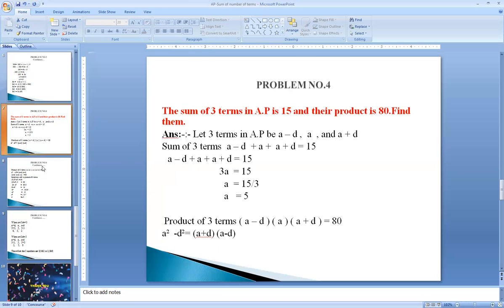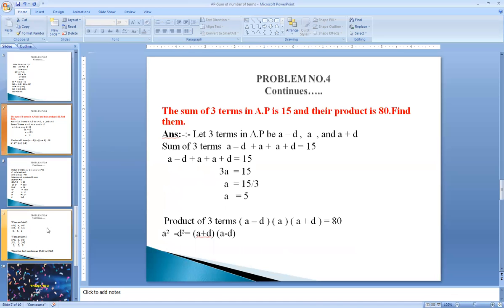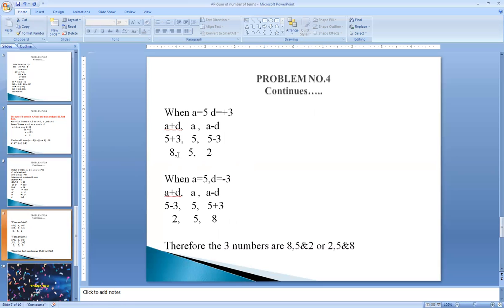Now let us check the product. The product value should be 80. 5 eights are 40, and 40 into 2 is 80. This is also correct: 2 fives are 10, and 10 into 8 is 80. So whatever three numbers we have calculated are correct. If you add them, the value should be 15, and if you multiply them, the value should be 80. If that holds, then the three numbers we calculated are correct.